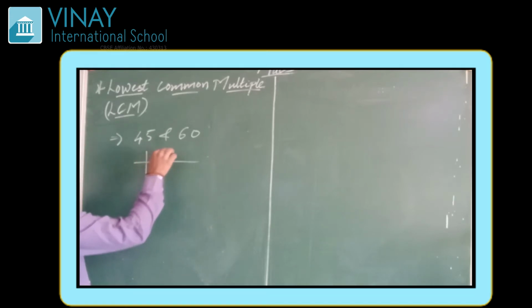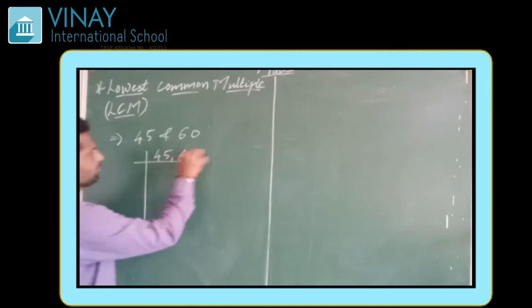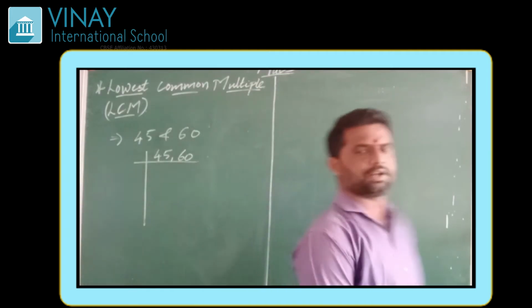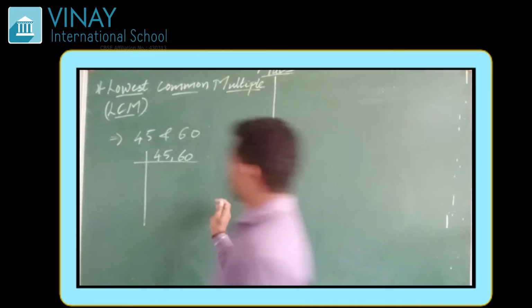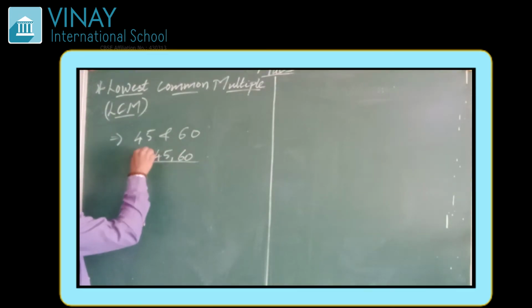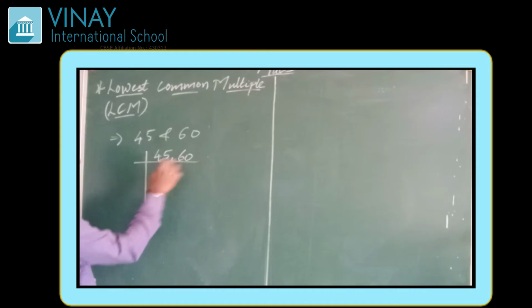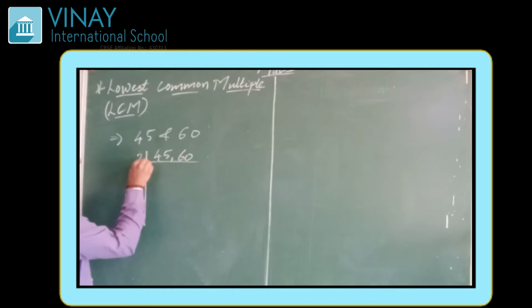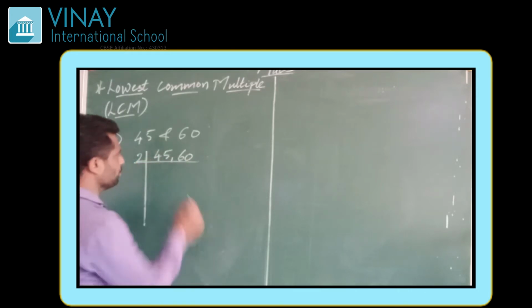The third is the long division method. Let us do it by the division method. We will write both the numbers here, 45 and 60. Now 45 and 60 both are not divisible by 2, but 60 is divisible by 2, so we will divide by 2.